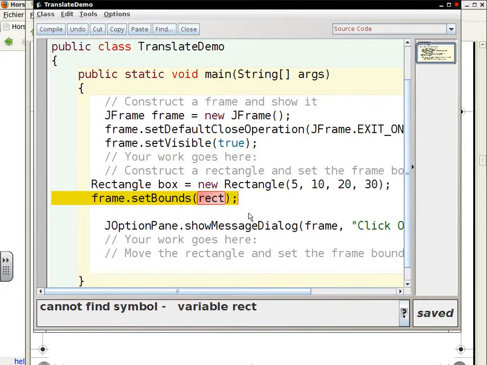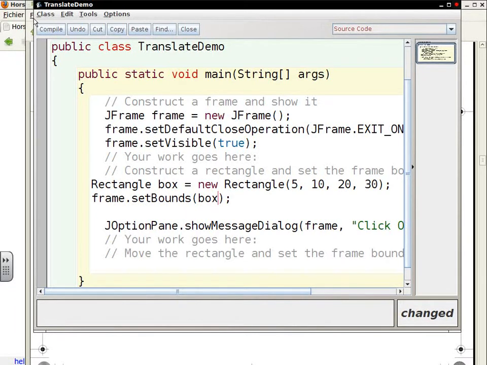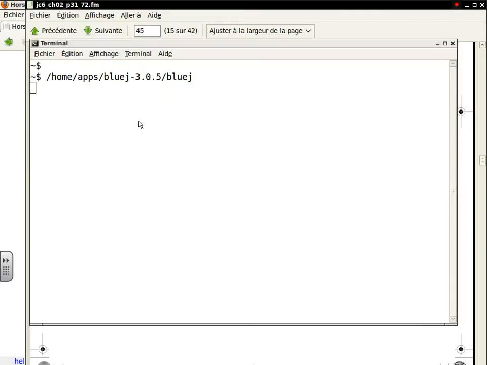You didn't define a rectangle. That's right. But I made a rectangle. You called it box. Over here I called this thing box, and then here I typed in rect because I wasn't paying attention. So let me fix it. Okay, so I compile it. Let me run it.